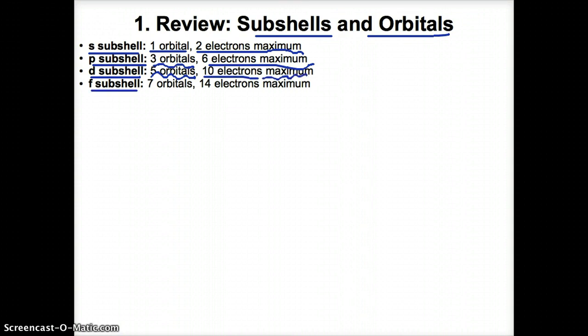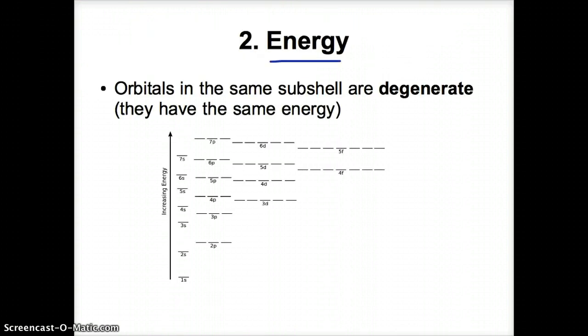For the f subshell, you'll always have 7 orbitals, and the maximum number of electrons you can fit in those 7 orbitals is 14 electrons. All right, so make sure you wrote those down. Next, let's discuss energy.